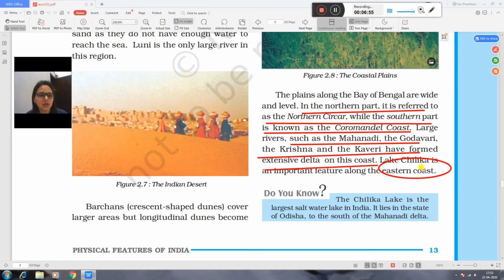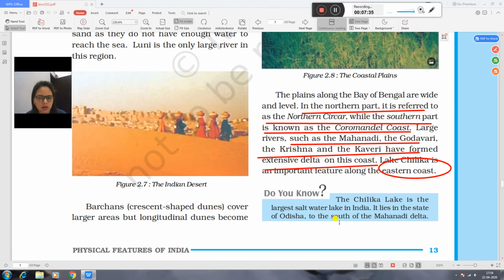Chil Udi is a trick to learn this: the word Chilka is related to Chil and Odisha to Udi. So Chil Udi means Chilka Lake is found in Odisha. Chilka Lake is an important feature along the eastern coast. It is the largest salt water lake in India, the biggest salt water lake, lying in the state of Odisha to the south of the Mahanadi Delta.